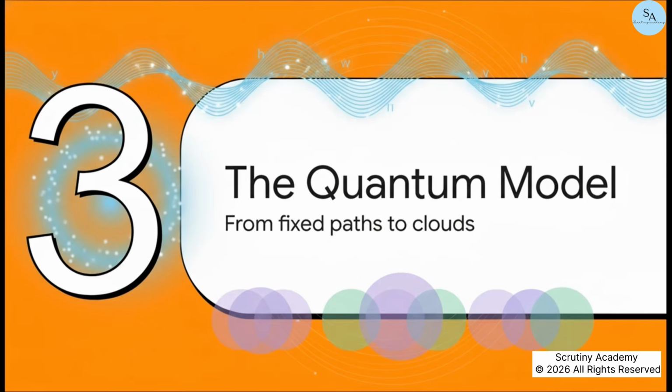Look, Bohr's model was a genius idea for its time, a huge step forward. But it wasn't the whole story. We needed a more accurate map. So let's jump to the modern version, the quantum model, and see how it leveled up from Bohr's ideas.